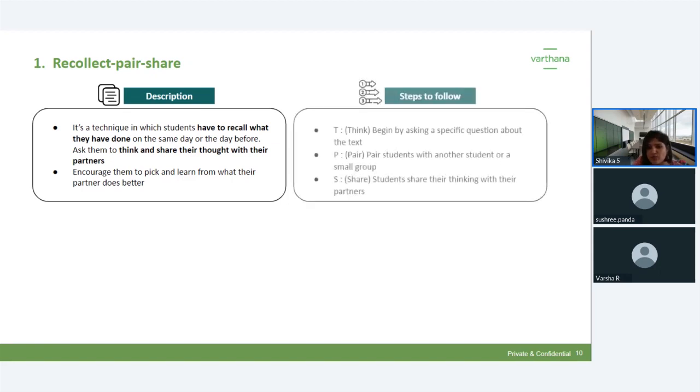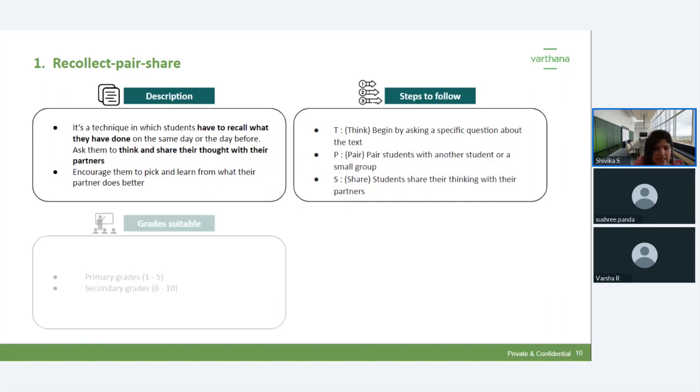What are the steps you should follow to do it? Think about it, make a specific question, throw it to the students, ask them to think about it. Give them a topic and ask them to be creative and say what they think. Throw such questions to them, pair them in a group, maybe a small group of 4, or a group of 2 people, and ask them to share what they have learned. This can be done easily on a daily basis. I'll come to that as well. This is suitable for 1st to 10th grade.